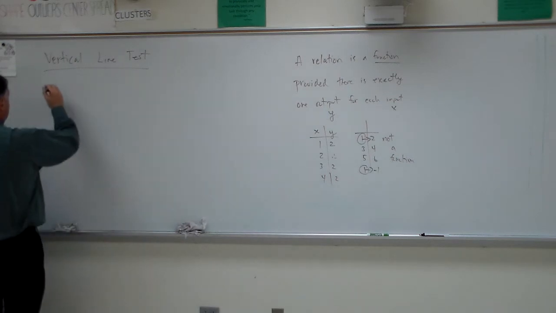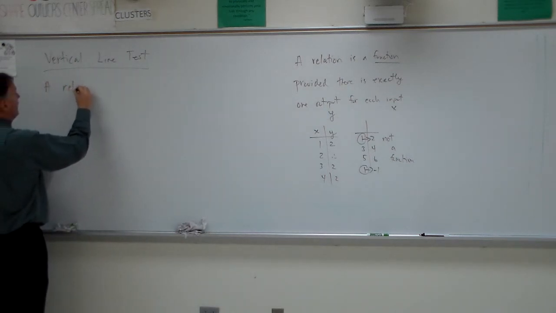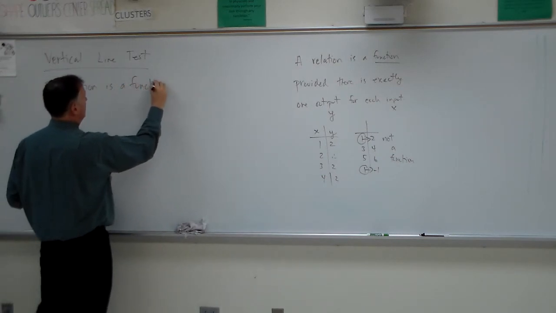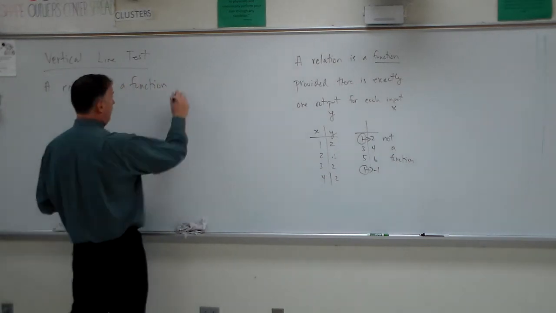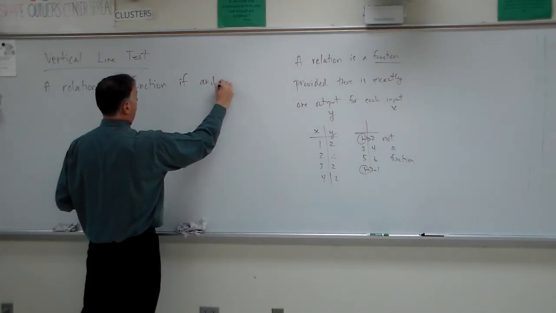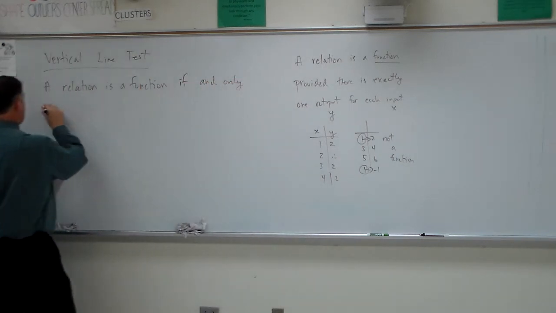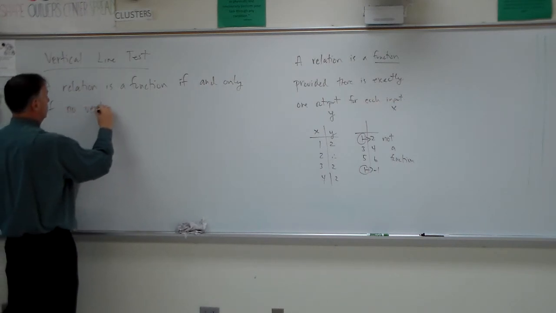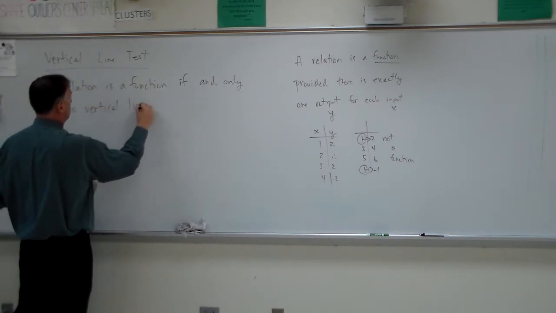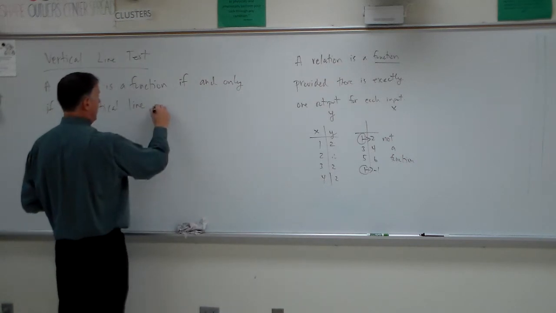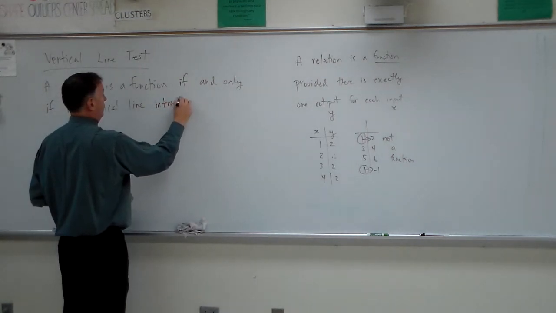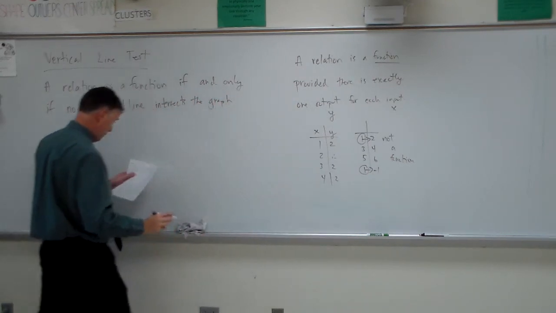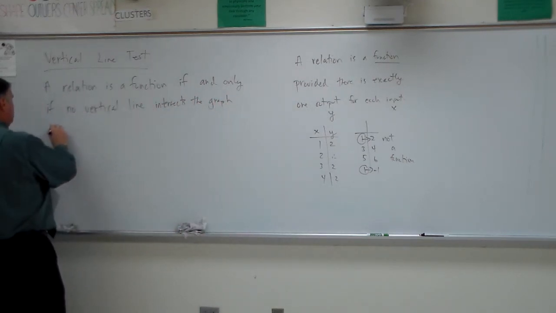Okay? So it says a relation is a function if and only if no vertical line intersects the graph at more than one point.